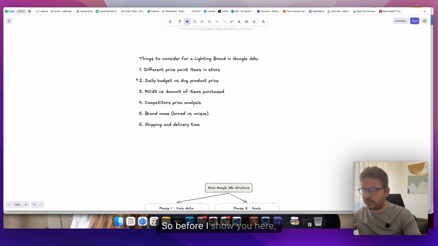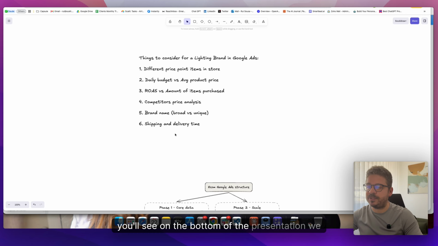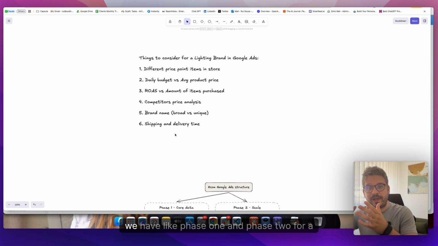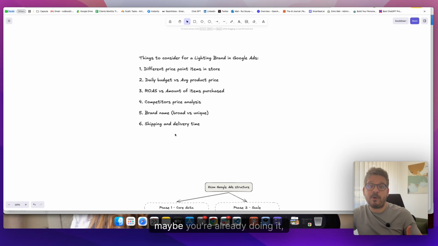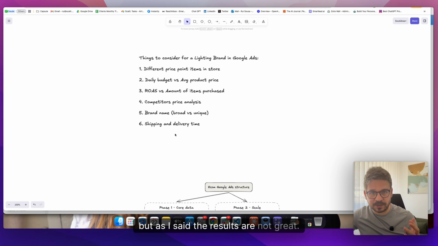So before I show you, you'll see on the bottom of the presentation we have our structure. We have phase 1 and phase 2 for a lighting brand, but basically a couple of things to consider if you are starting doing Google Ads for your company. Maybe you're already doing it, but as I said, the results are not great.